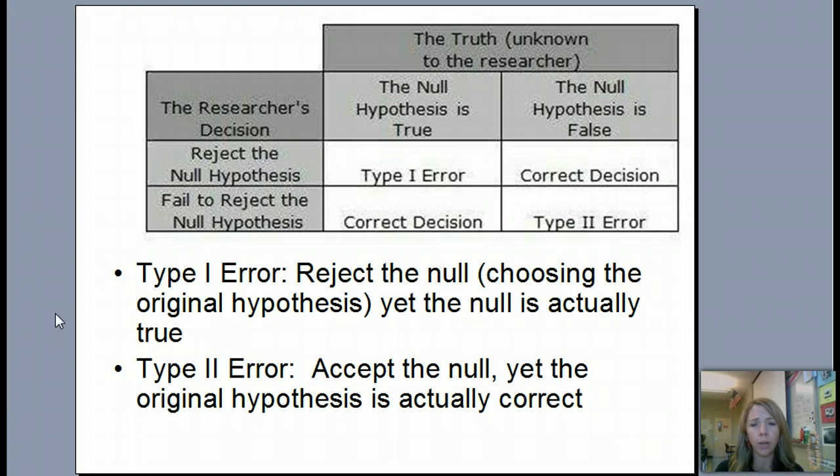So my type 1 error is when I reject the null, and the null is actually true. So error is bad, right? I made a mistake. My type 1 error is I rejected the null, and it's actually true. Versus the type 2 error, where I accept the null, and yet the original hypothesis is actually correct. Okay, so they're both wrong, but it makes a big difference in an actual situation.